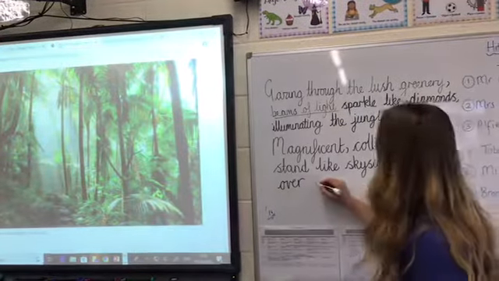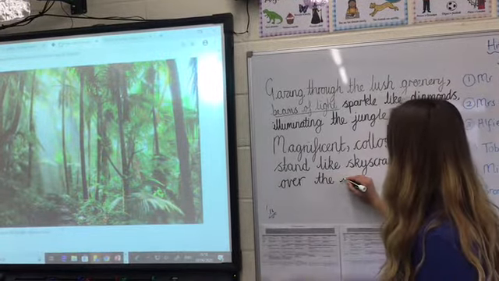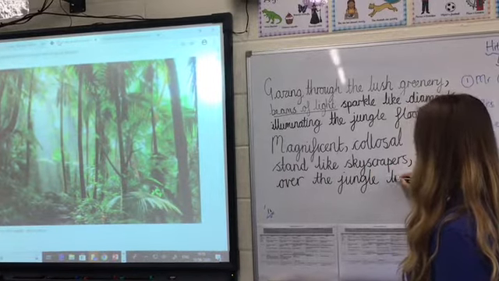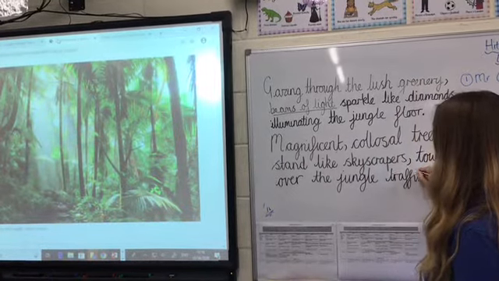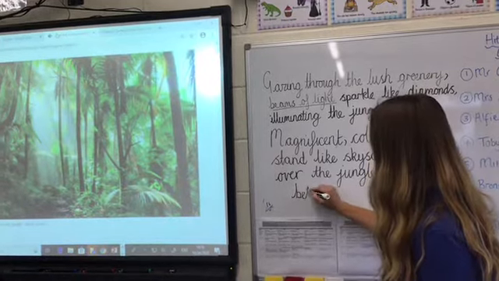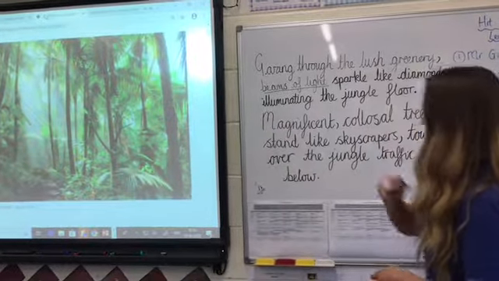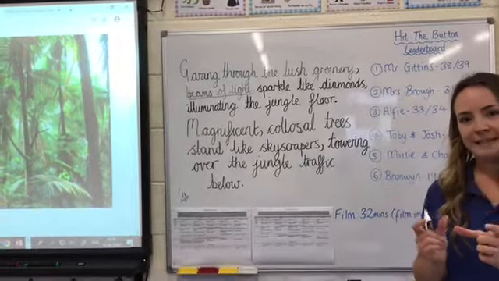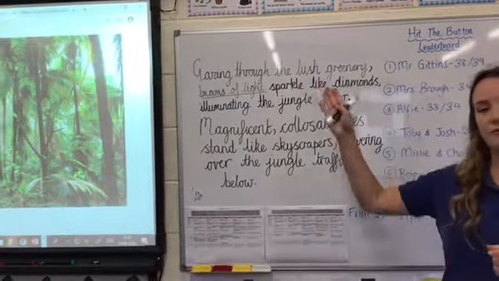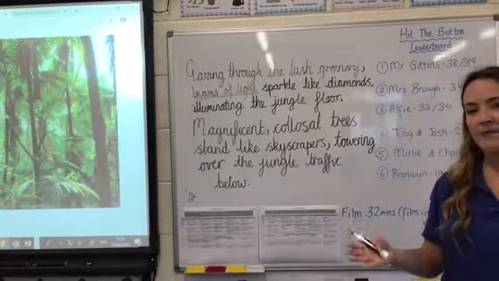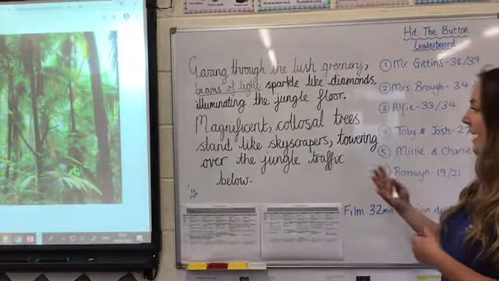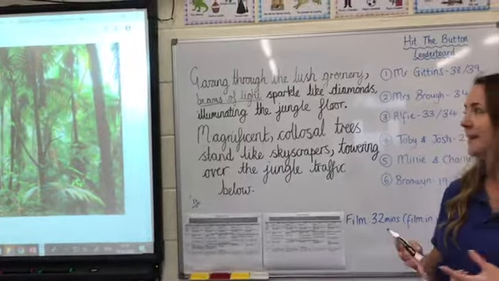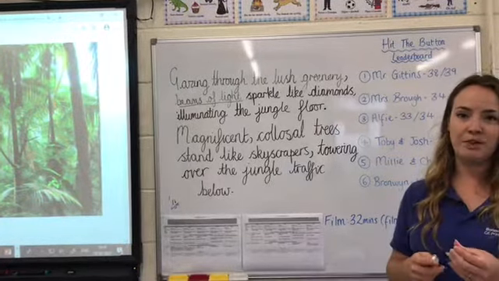Towering over the jungle traffic below. We'll stop. So there we go, boys and girls. That's how you can choose a few simple ideas, add different fronted adverbials, add noun phrases in front of your different nouns, and you can also use similes and different parts of complex sentences to extend your description. Good luck.